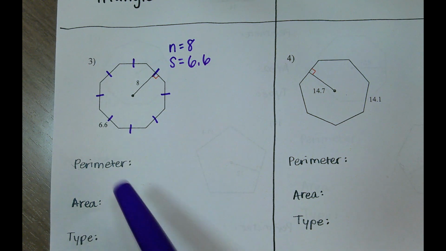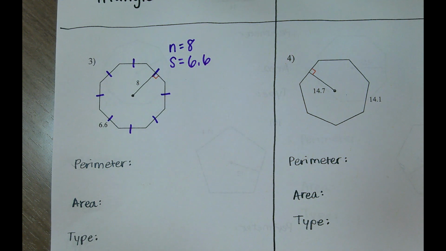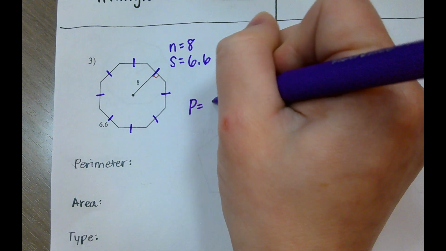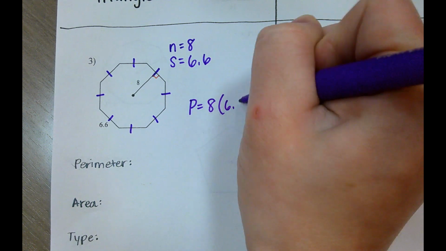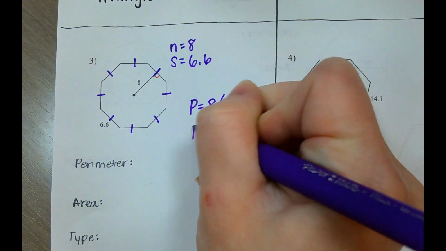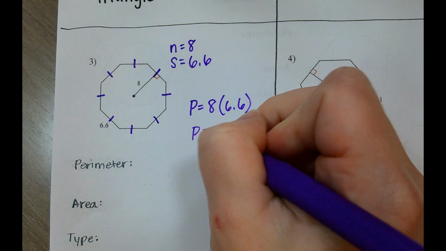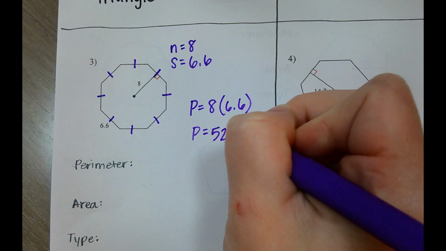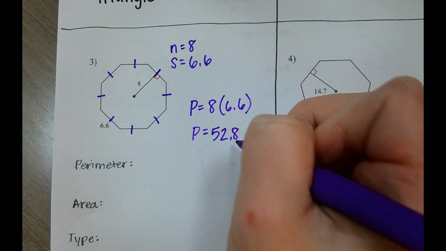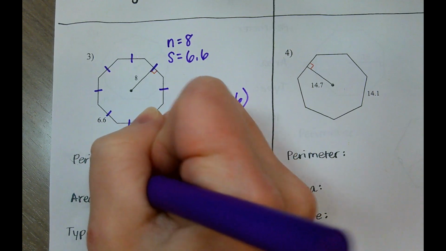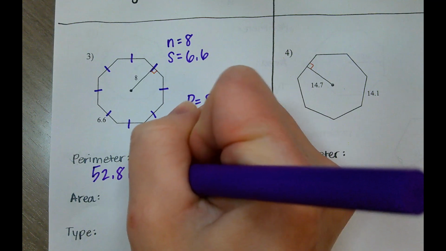There's 8 sides. So P equals 8 times 6.6. Like that. 52.8. Good. So perimeter is 52.8 units.